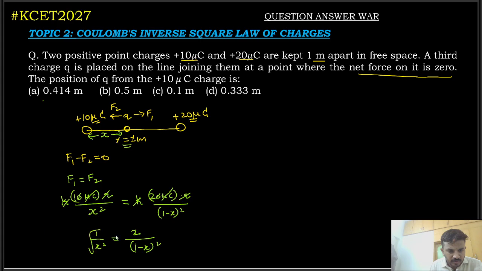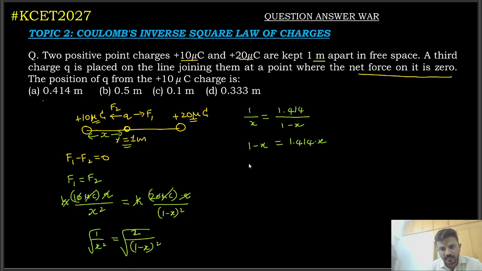Take square root on both sides, you will get 1 by x is equal to root 2, what is root 2 value, 1.414, divided by 1 minus x. So cross multiply, 1 minus x is equal to 1.414 into x, that is x is equal to 1 divided by 2.414. So that will be equal to somewhere around 0.414. We will get the answer.